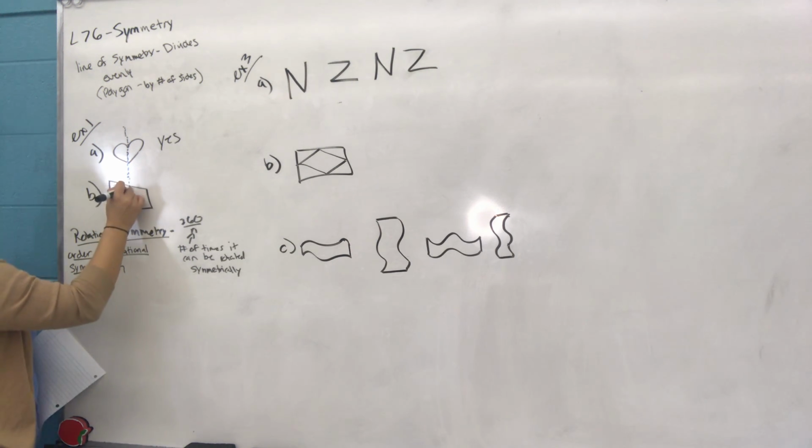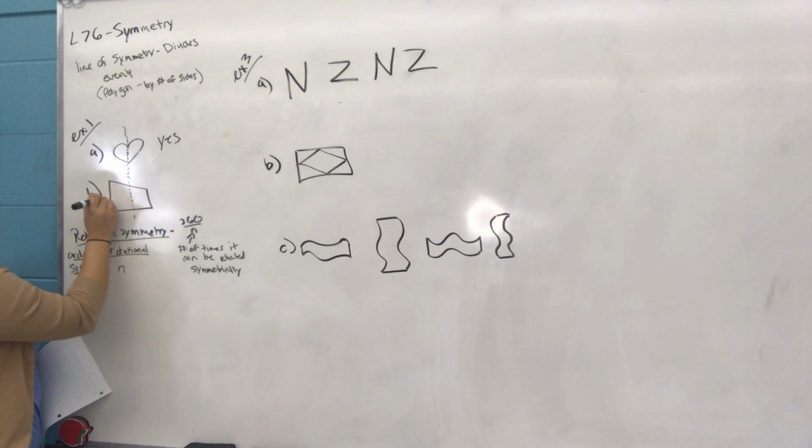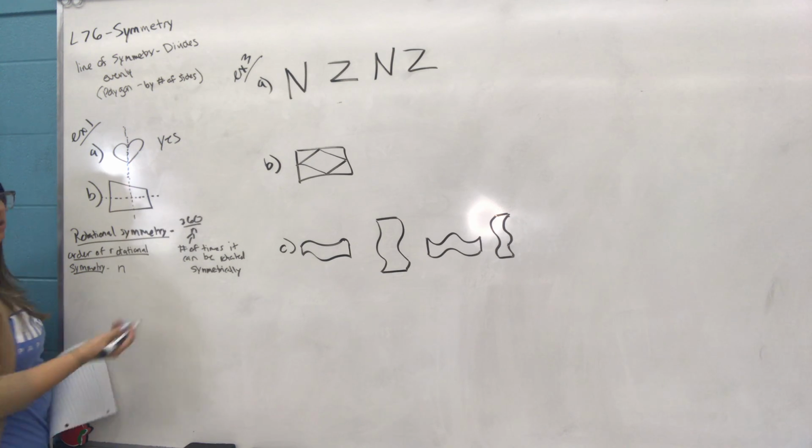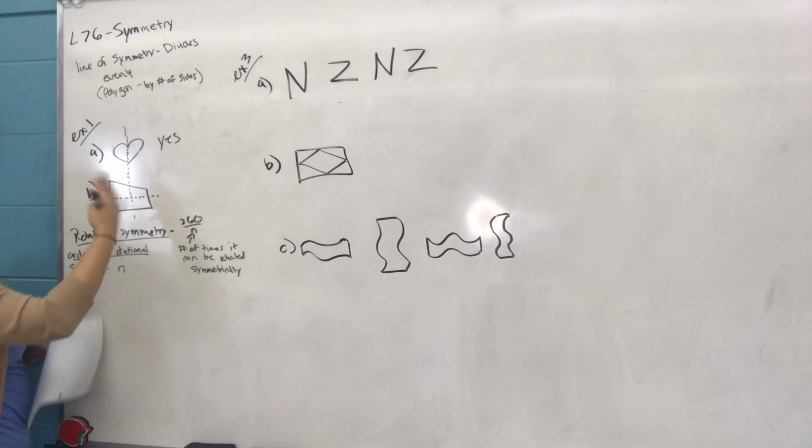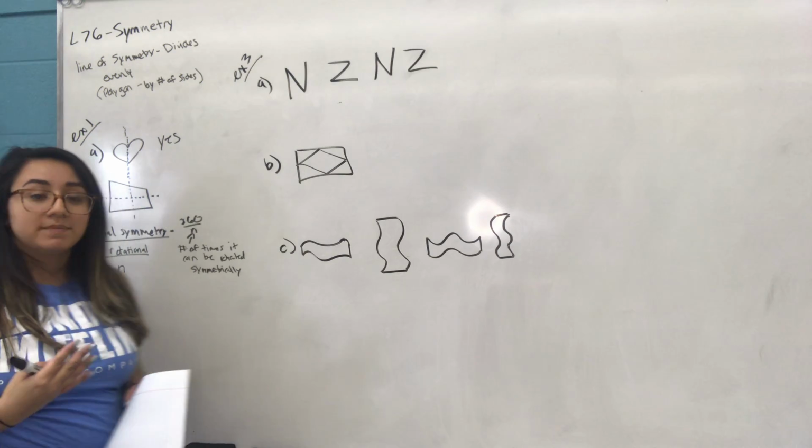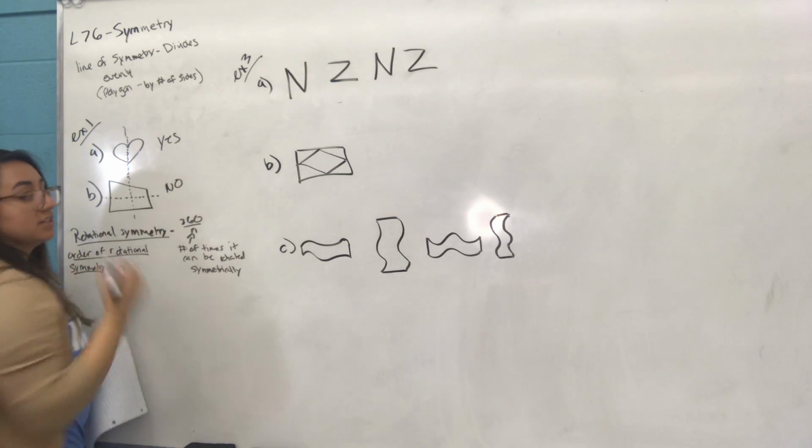Here, if I were to cut it this way, it doesn't work. Let's say if I cut it the other way, so this way. It also does not work because it's slanted here. If you were to fold it in half, it wouldn't be symmetrical at all. So in this case, it's no.